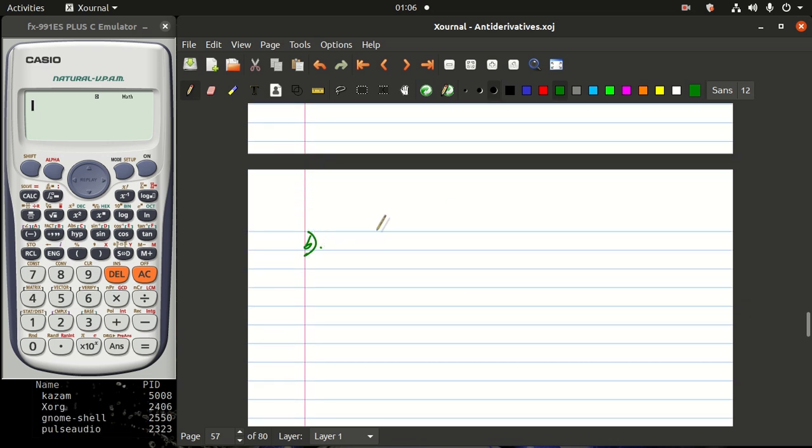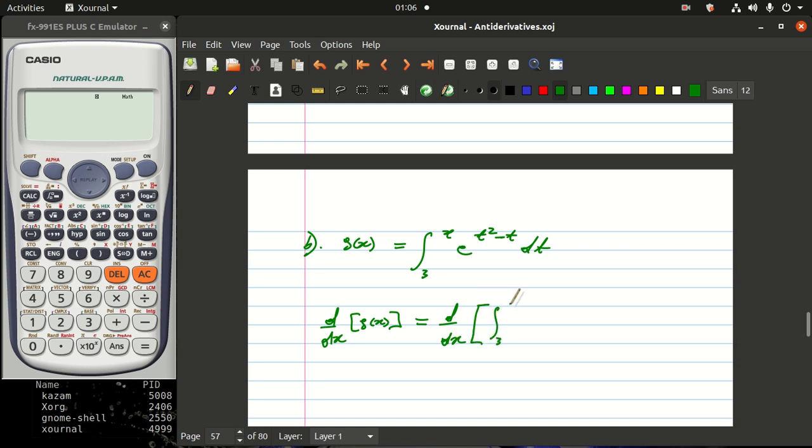What is number b? Number b, we had our g of x from 3 up to x of e raised to t squared minus t dt. So we are looking for the derivative, which is d dx of g of x. Why am I having an x here? It's because we have an x there, so the derivative needs to be d dx. And then I have to take it on both sides, so we will have the integral from 3 up to x of e raised to t squared minus t dt.